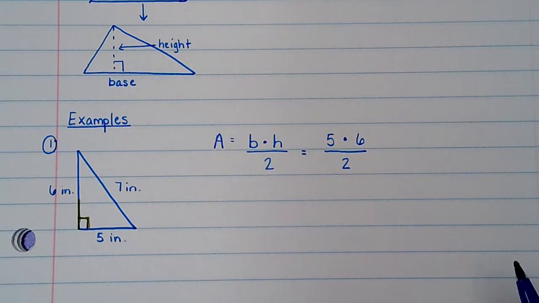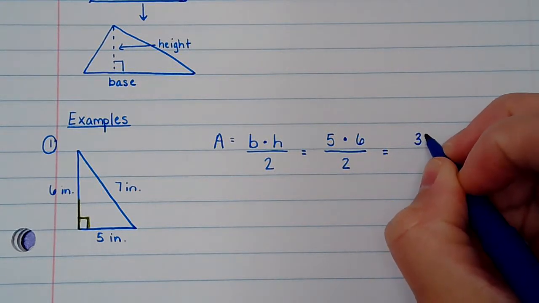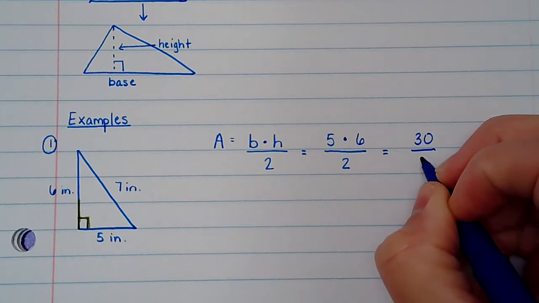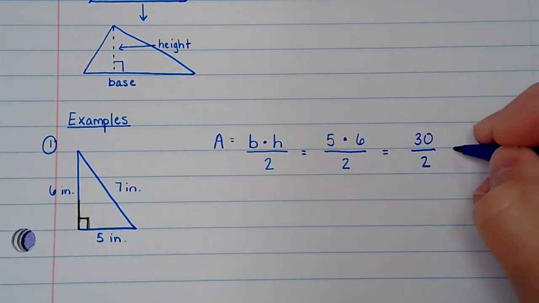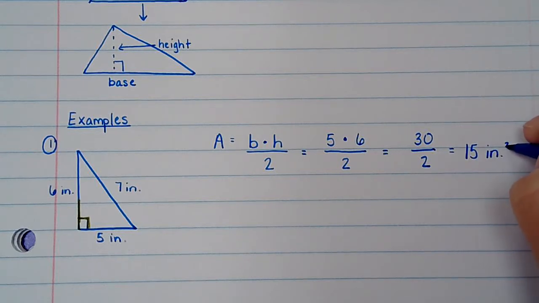So we got to do what's on top first. All right, so 5 times 6 is 30. 30 divided by 2 is going to leave me with 15 inches squared.